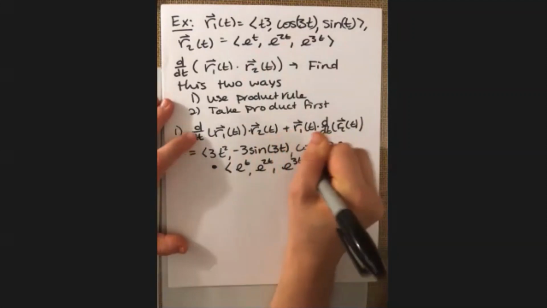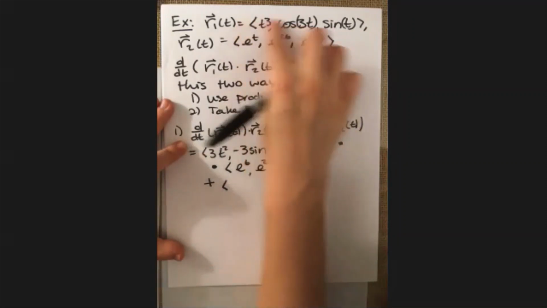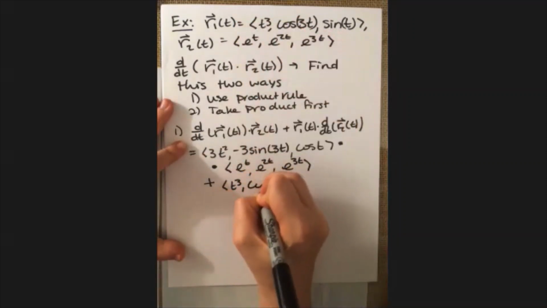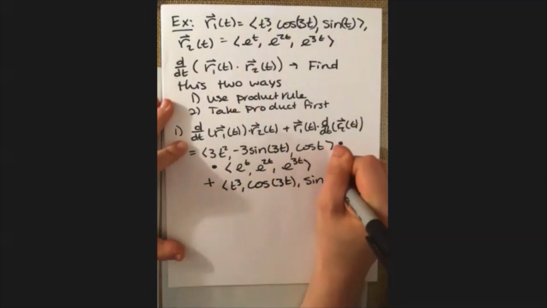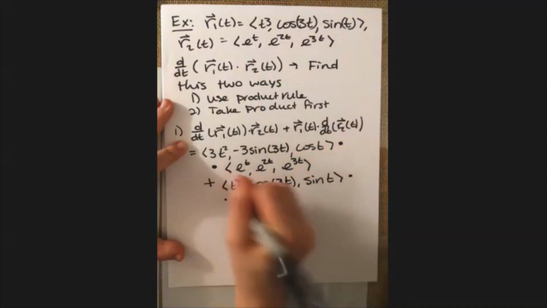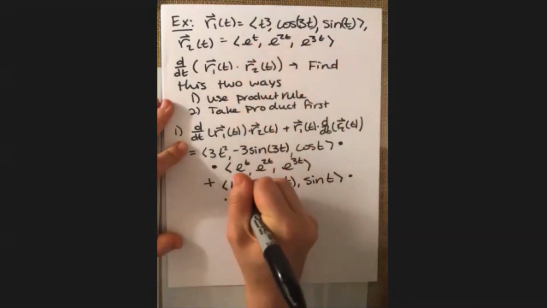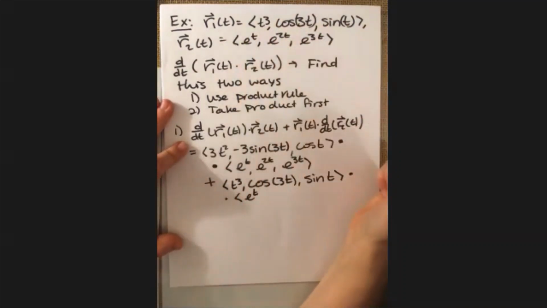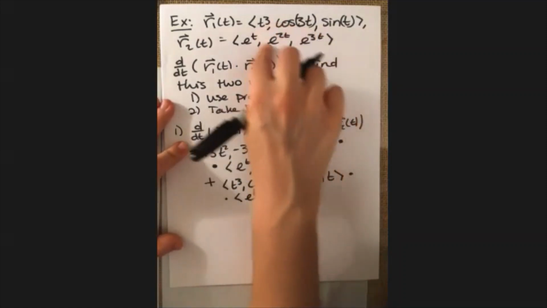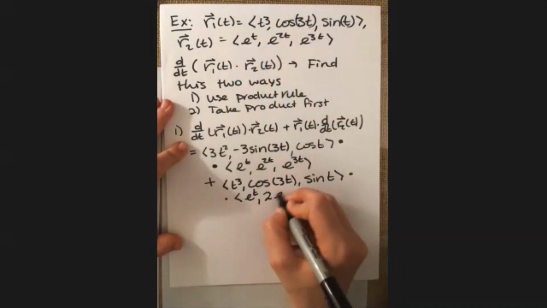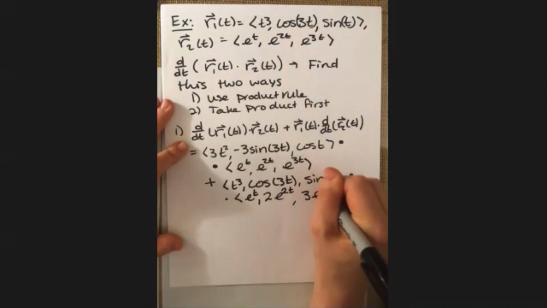And then we want to add to that r1 of t left alone, so that's just going to be t cubed, cosine of 3t, sine of t, and then dot that with the derivative of r2 of t. So that's going to be e to the t, because e to the t, take the derivative, you just get e to the t back. Apply the chain rule to just this piece right here, and you're going to get 2 e to the 2t. And then same idea here, we get 3 e to the 3t.